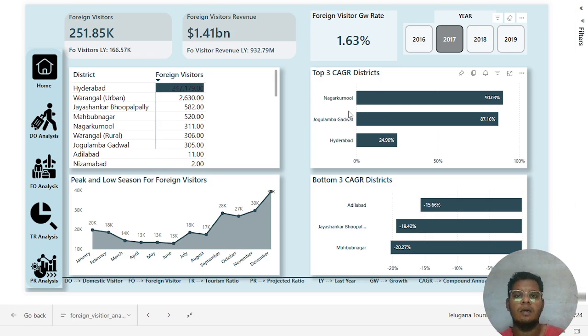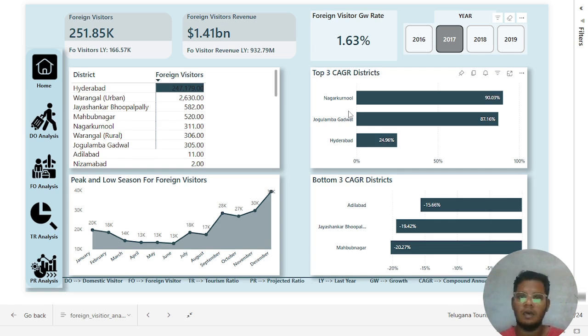And then the top three CAGR districts: Nagarkurnool. That place has a high CAGR. And you may ask, hey, the head count is very low, but how is the CAGR very high? Yes, of course, because Hyderabad has a very low CAGR, since it's a very high-tech city and people visit frequently. CAGR is calculated from the growth rate, right? For example, Hyderabad already has 1,000 people there, and the next visit is 1,100, which means the CAGR is not increasing. You have to understand the difference.